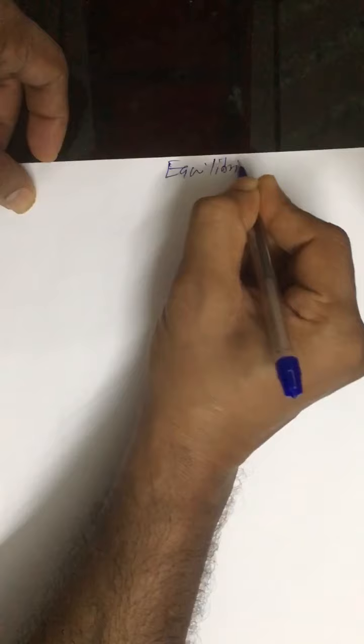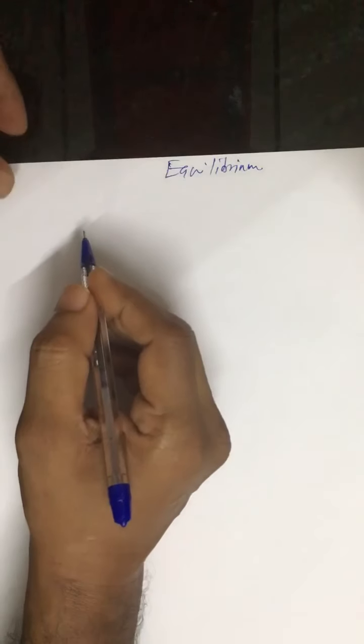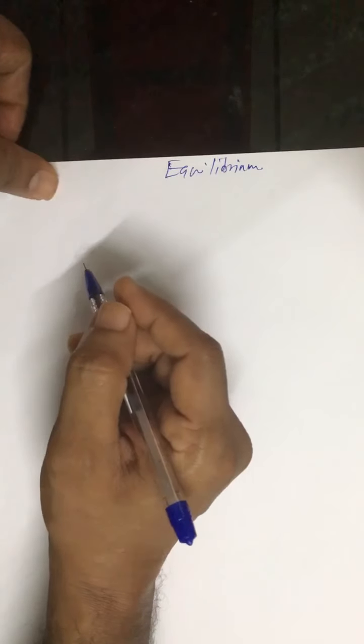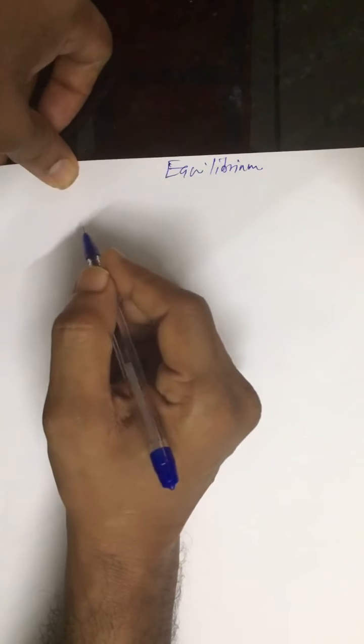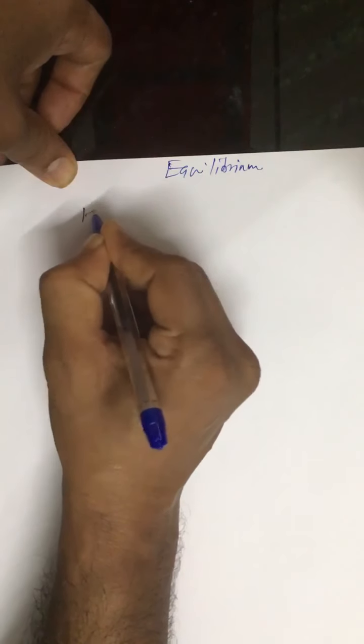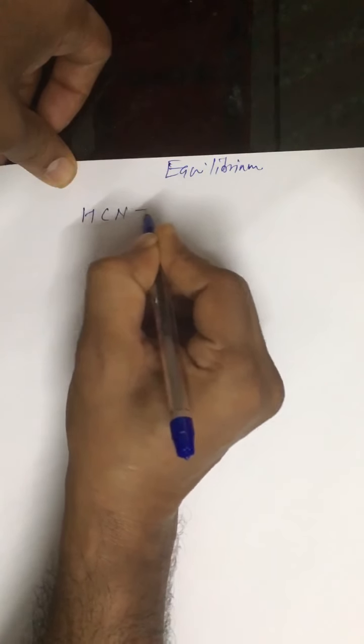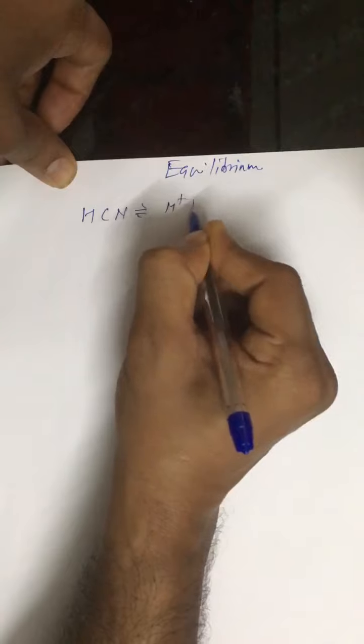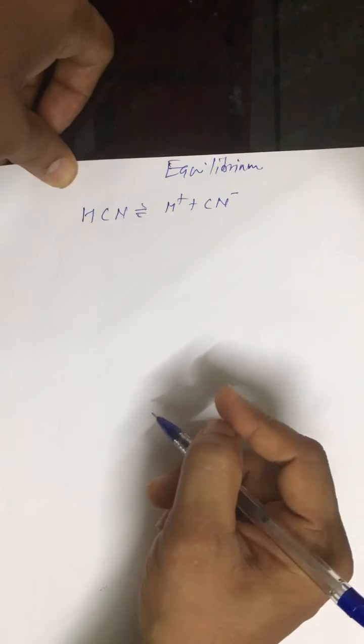All right, and now we are into the common ion effect. What is the common ion effect? If a strong electrolyte is added to a weak electrolyte, ionization of the weak electrolyte is suppressed.